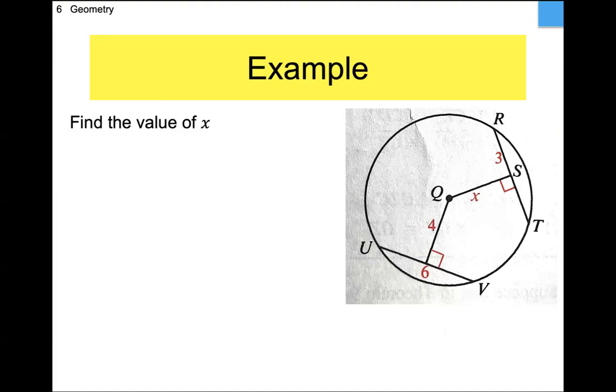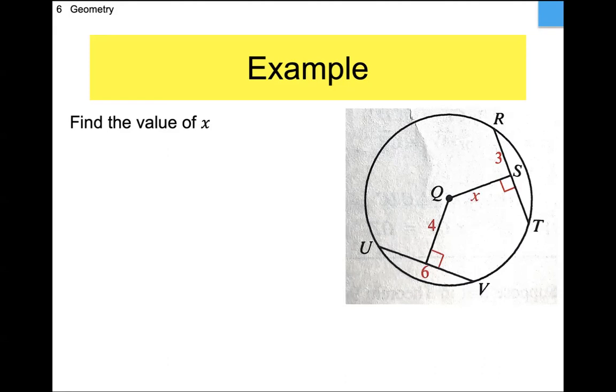All right, this one's a little bit tricky. We can't immediately say that QS is equal to 4 and be done with it, because in order for that to be the case, that means that UV has to be congruent to RT. The 2 chords congruent to the 2 segments. So we need to prove that first. So how do we prove that?